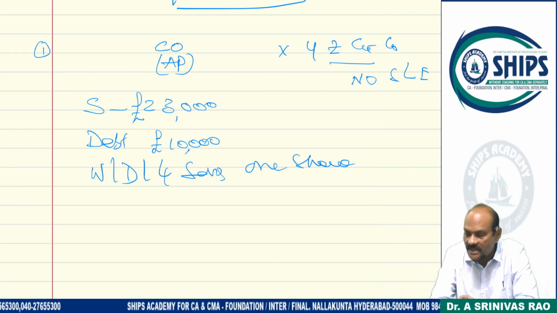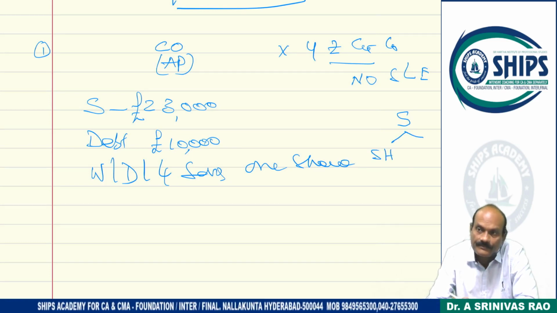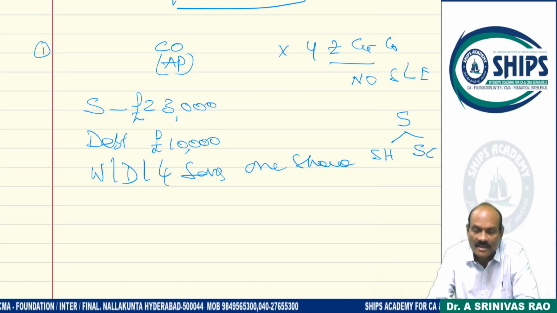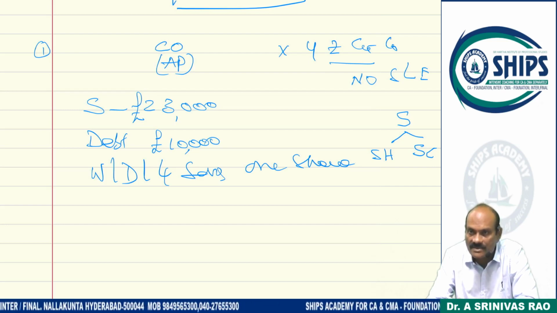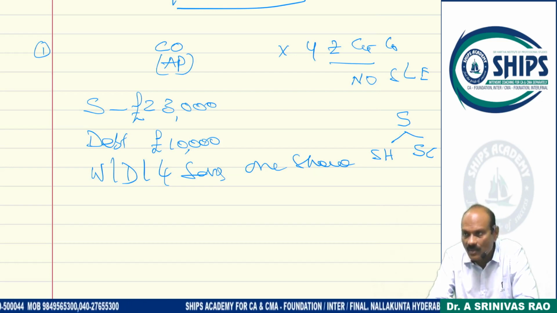Now, if you analyze carefully, Mr. Solomon, by holding the shares, is the shareholder. By acquiring the debentures, he is the secured creditor. There are types of debentures: secured debenture, unsecured debenture, convertible, non-convertible, first, second debenture, as such. Here, secured means the debentures have some security over the assets of a company.